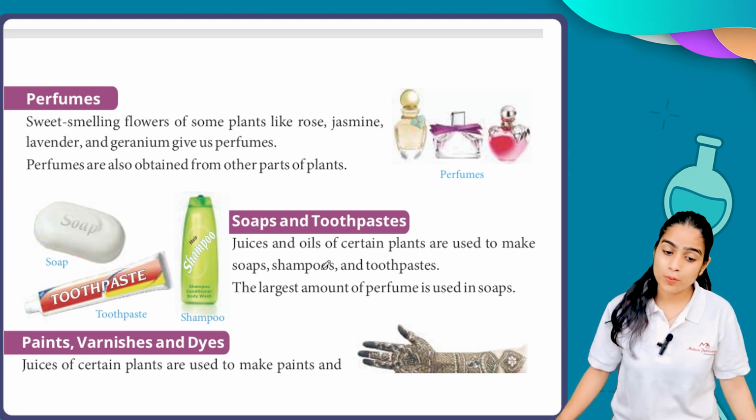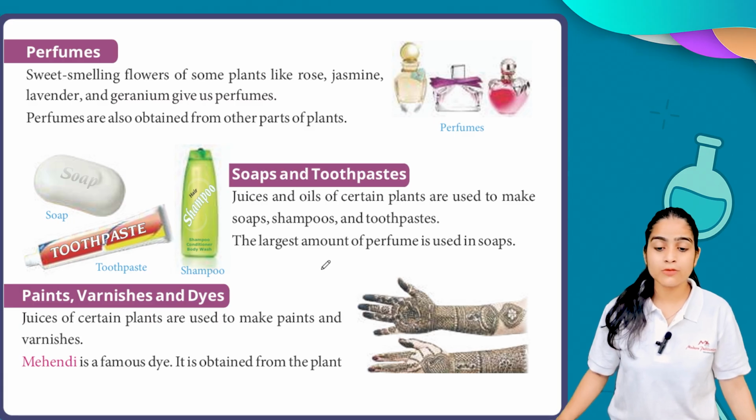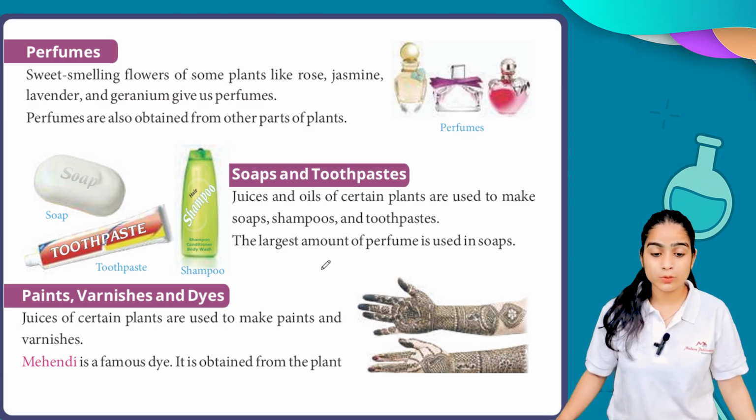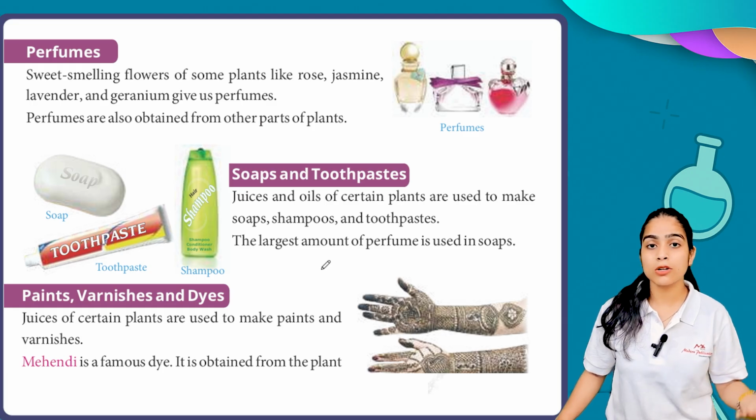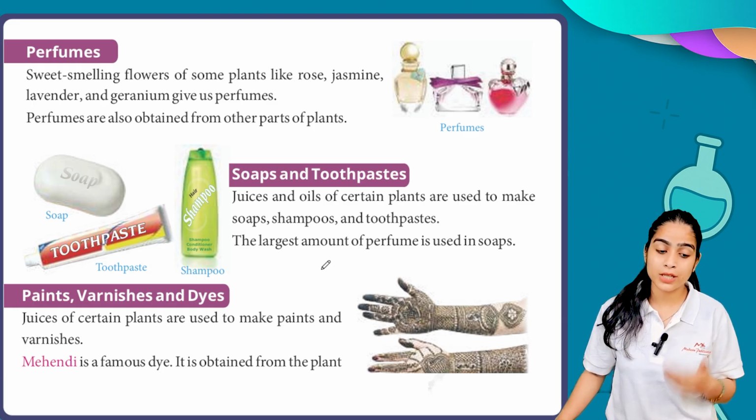Next, we have soap and toothpaste. Juices and oils from certain plants are used to make soap, shampoos, and toothpaste. The largest amount of perfume is used in soap. So the soaps and perfumes you use in day-to-day life also originate from plants.